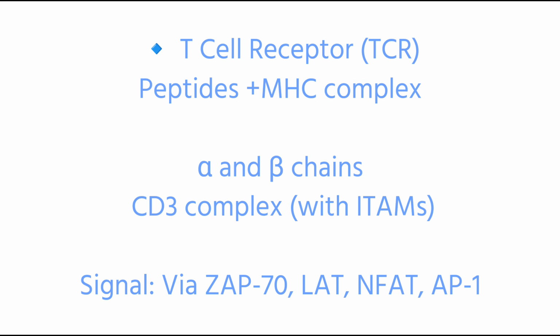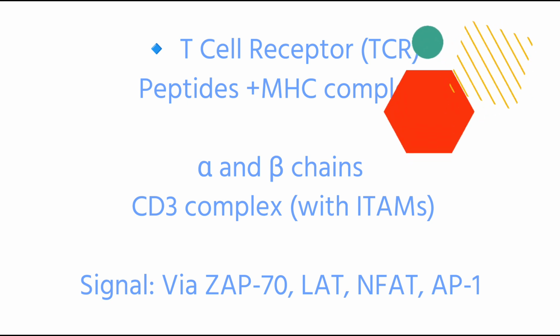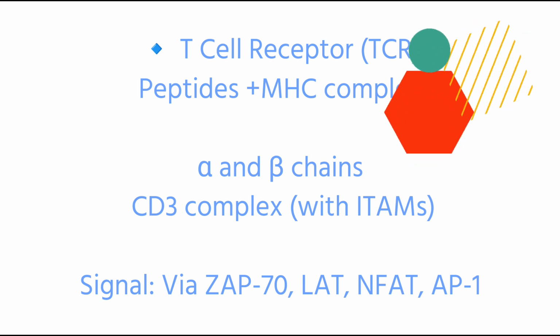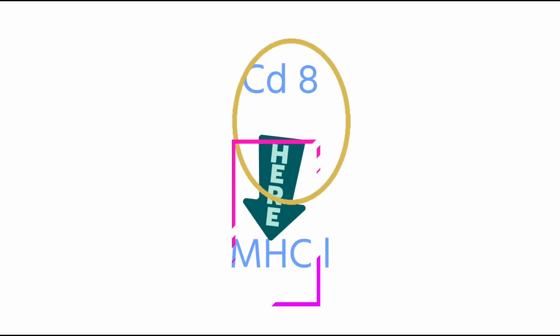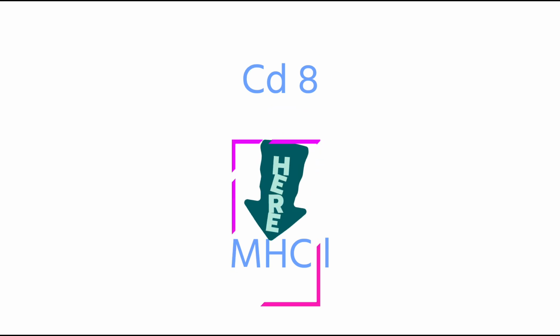The T cell receptor recognizes peptide plus MHC complexes and has alpha and beta chains. The T cell receptor is associated with the CD3 complex with ITAMs and signals through ZAP70, LAT and NFAT. In this, CD4 and CD8 are important. CD4 binds to the MHC class 2 complex on helper T cells, and CD8 binds to MHC class 1 on cytotoxic T cells.